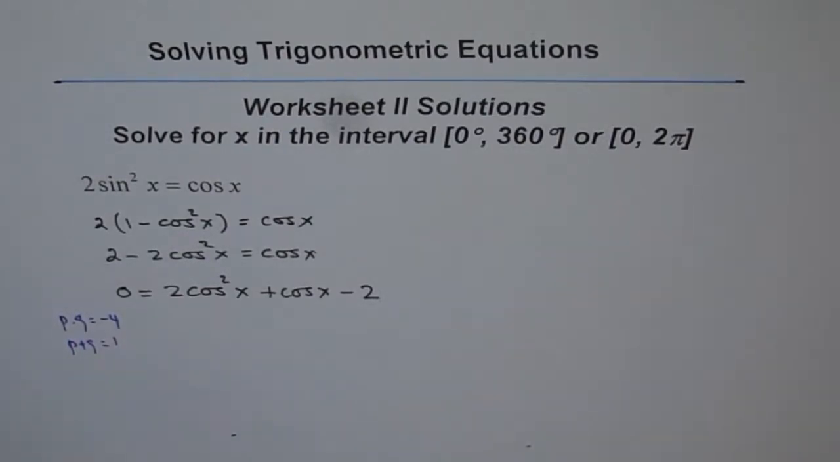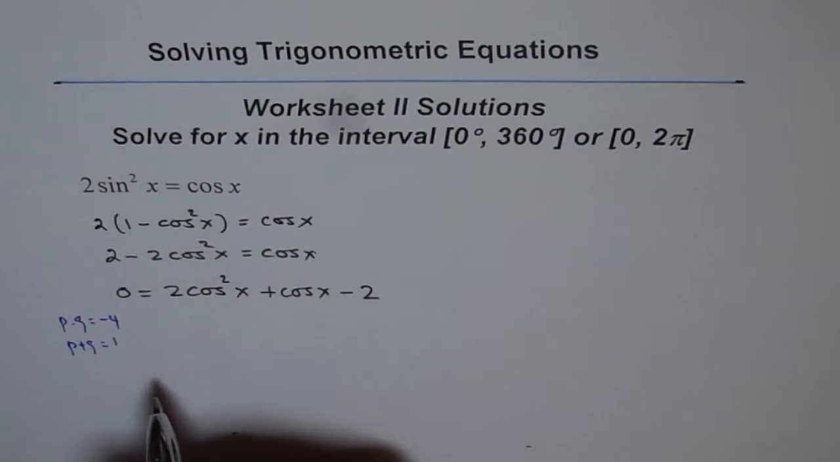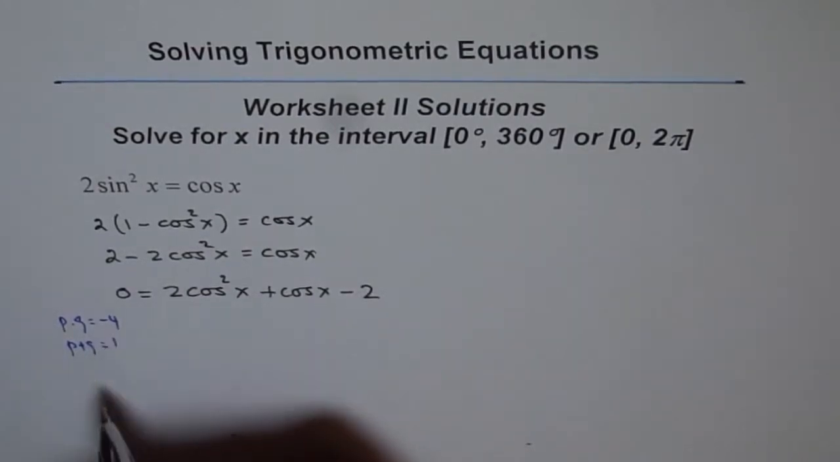So what are the factors which will give you minus 4 and 1? Really we don't have any factor, so that means we have to use the quadratic formula, correct? This one is kind of typical that it uses the quadratic formula. Normally in most of the questions which I have given you, they can be solved using factoring. Now we can't help it, so let's use the quadratic formula.